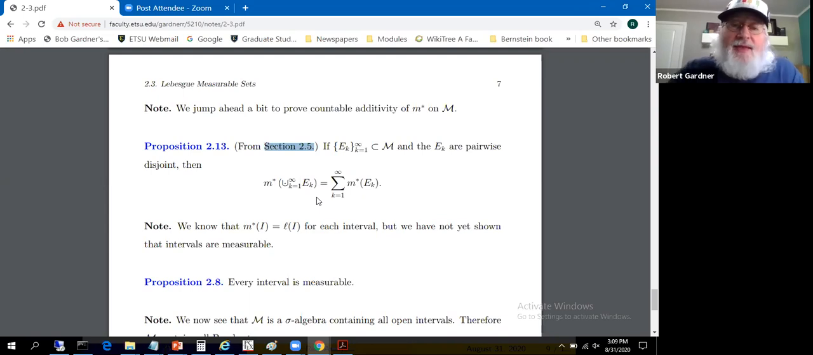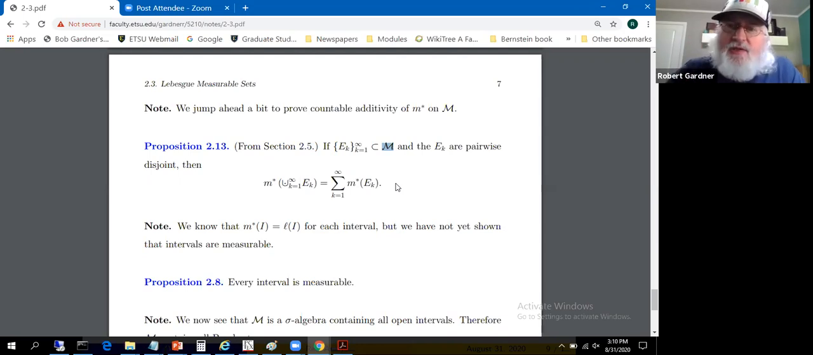So we've got the outer measure of an interval is its length. We've got outer measure is translation invariant. We've got outer measure is countably additive. We just don't have outer measure defined on every subset of the real numbers. It's only defined on this collection of sets of real numbers.